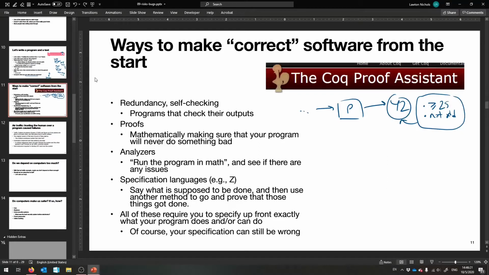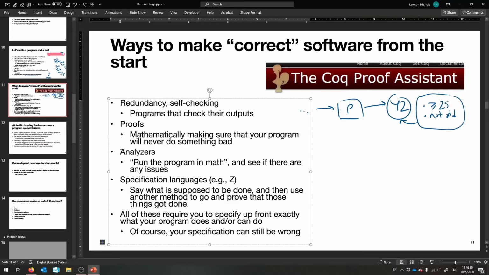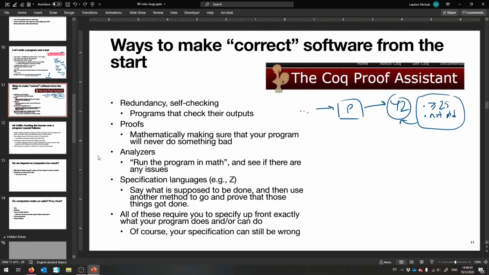People have made verified compilers, if you know what that means. If you take CSCI 40, you will. They've made it so that they know that when a compiler outputs machine code for your program, the ones and zeros that make it run, it's always going to be right. It's always going to do what you expected. Okay, so let's move on now to analyzers. Analyzers, I would say, there's a little bit of a line between them and proofs. Proofs are like the best thing that you could hope for. Your program's always going to be right.